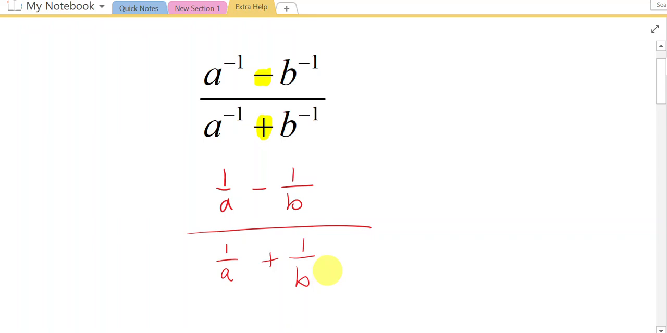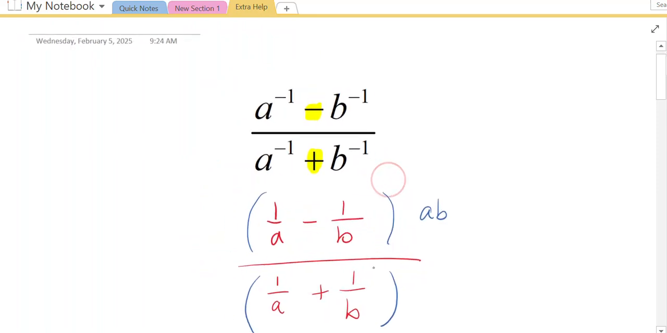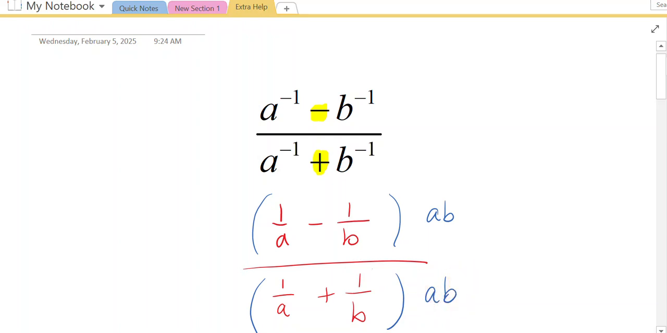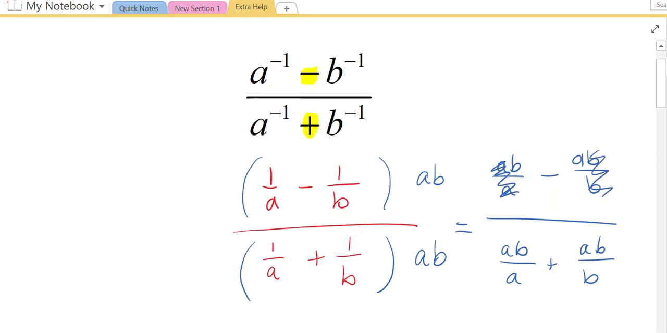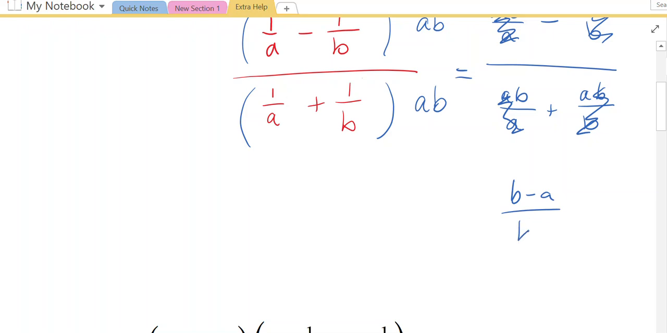When we take a look at that, we can see that this is a complex fraction. In our complex fraction, we can multiply top and bottom by the least common multiple. What I would do here is multiply by ab on the top and bottom. At that point, you're going to get ab over a minus ab over b, over ab over a plus ab over b. And here you can see those cancel, those cancel, those cancel, those cancel, and we end up with b minus a over b plus a.